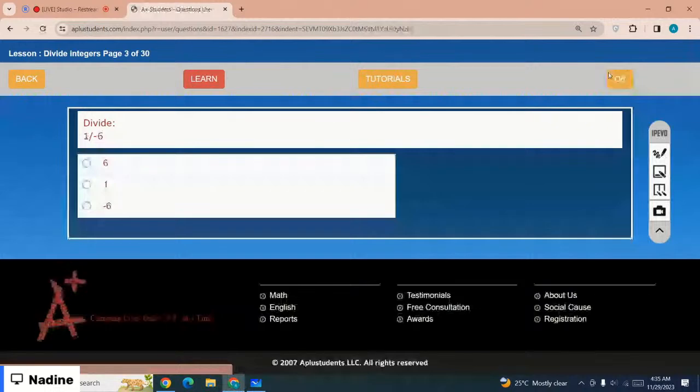Okay, that is negative 6 divided by 1. The correct option. Yes, one of the numbers is negative, so the answer must be negative.